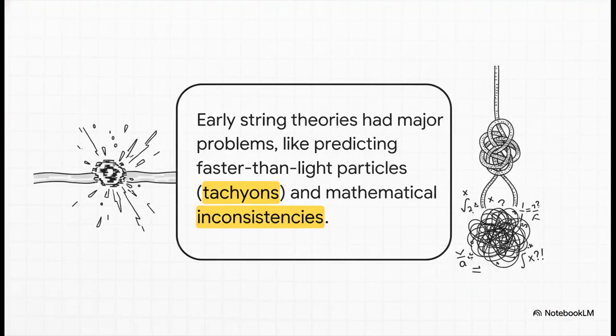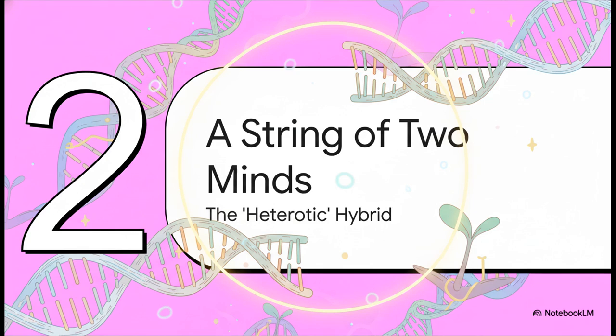But man, that path is tough. Early stabs at string theory, as cool as they were, were just full of problems. Some of them predicted these totally bizarre faster-than-light particles called tachyons, which would just break causality. You know, the whole cause comes before effect thing. Others were just a mess of mathematical contradictions that made them complete non-starters. Physics was stuck. And the breakthrough that got it unstuck was the heterotic string.